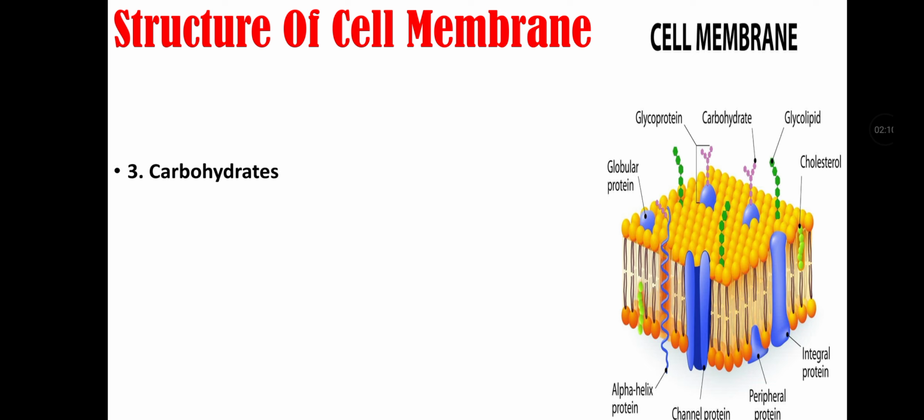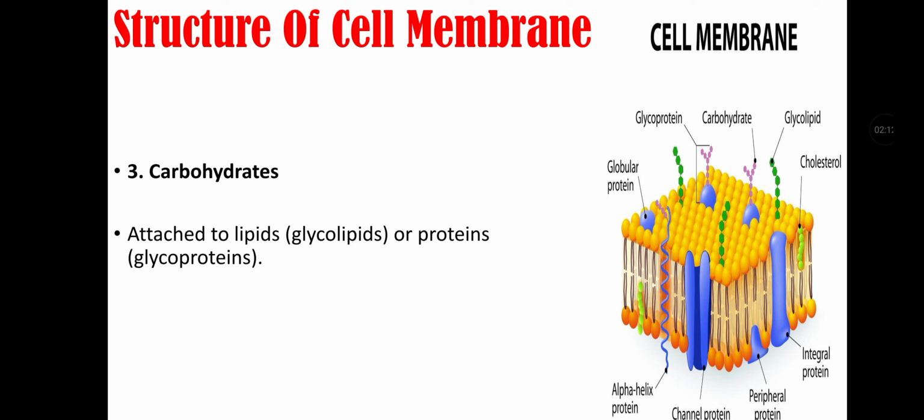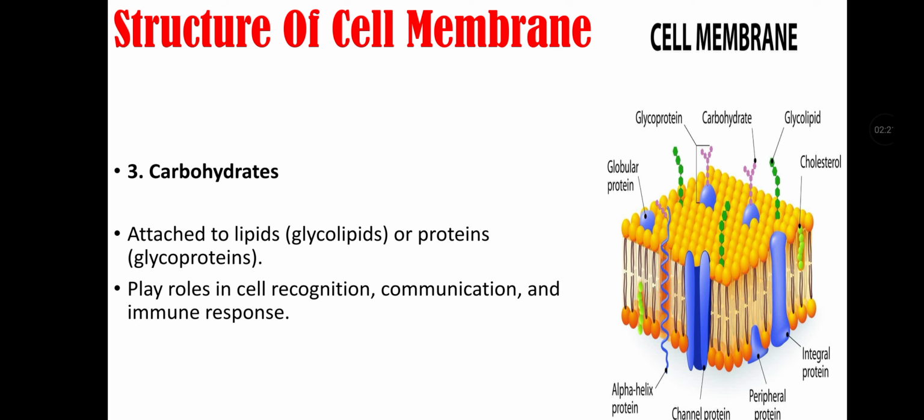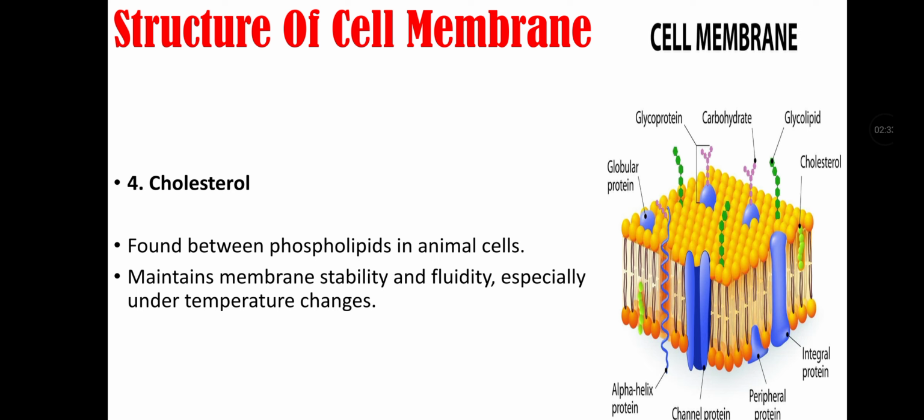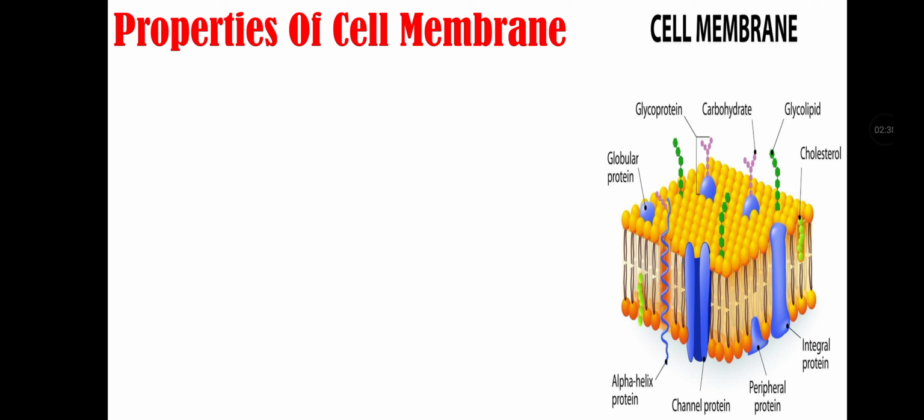Third important component of the structure of cell membrane is carbohydrate. Carbohydrates are attached to lipids; they include glycolipids, or they may be attached to proteins, which are glycoproteins. They play a role in cell recognition, communication, and immune response. Fourth component of the structure of cell membrane is cholesterol, as it is found between phospholipids in animal cells. It maintains membrane stability and fluidity, especially under temperature changes.